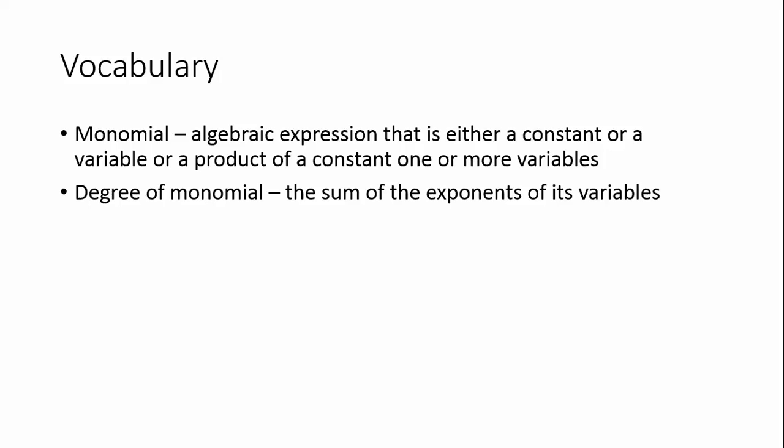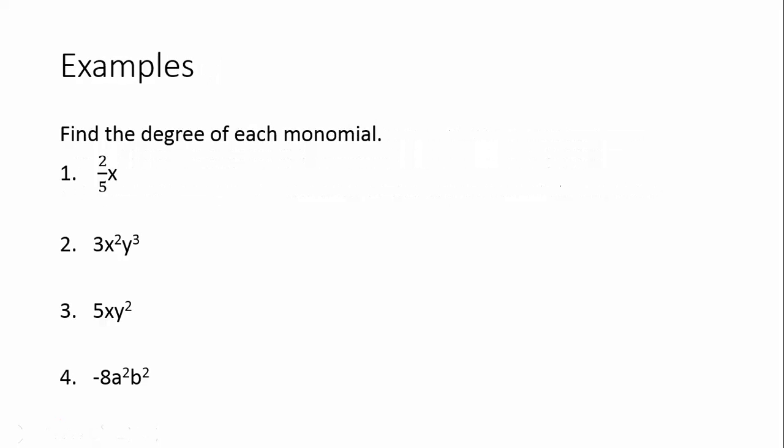A monomial is an algebraic expression that's either a constant or a variable or a product of a constant and one or more variables. So there will be no addition or subtraction signs in a monomial. It's all multiplication. We find the degree of a monomial by adding the exponents of all of the variables in that monomial. Essentially, a monomial is what we've always referred to as a term. So again, the degree is found by adding the exponents of the variables.